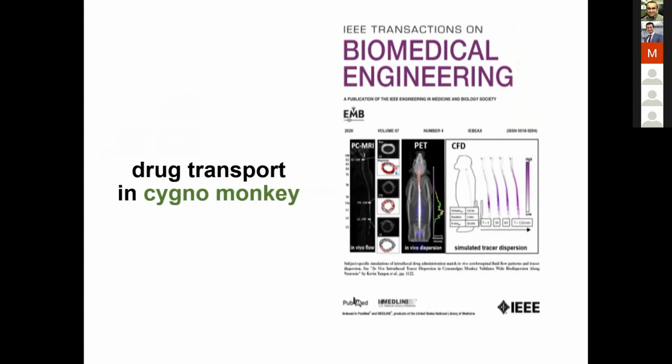We also have studies going on in which we do in vivo experiments in animals. This was a collaboration with people at Biogen. Here we did a study where we infused drugs into a cyno monkey, and we then compared our predictions with the actual drug dispersion using PET imaging combined with PC-MRI. So in this project, we are basically trying to bring the experimental work in the lab, the simulation work in the lab, into the industrial practice for intrathecal drug delivery, where drugs are injected in the spinal cord and then dispersed in the central nervous system.